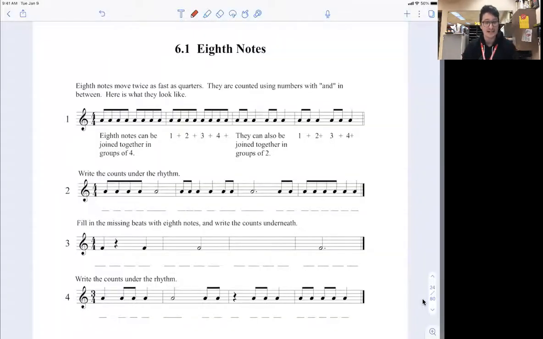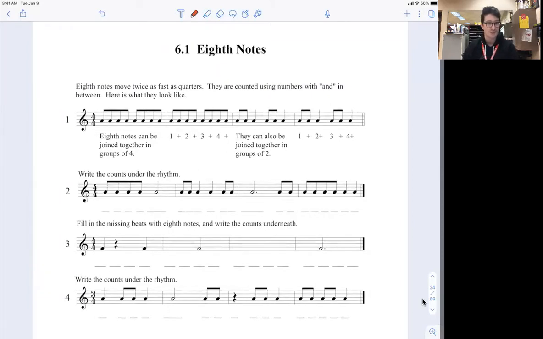Today, we are going to continue our discussion about counting rhythms, and we are going to add eighth notes and eighth rests into our rhythmic vocabulary. So we're going to take a look at 6.1, again, which is on eighth notes, and 6.2, which is on eighth rests. So eighth notes, as we've talked about in class before, move twice as fast as quarter notes.